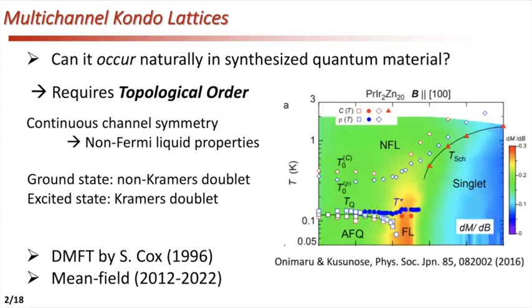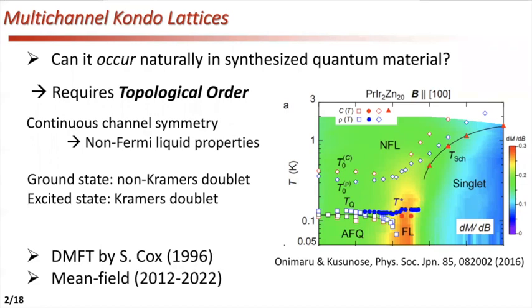An example is this material, praseodymium iridium zinc, the family of 1-2-20. This system has a non-Kramers doublet, and the excited state is a Kramers doublet. So you can see that most of the phase diagram is non-Fermi liquid, and the exponents are what we would expect from a two-channel Kondo impurity.